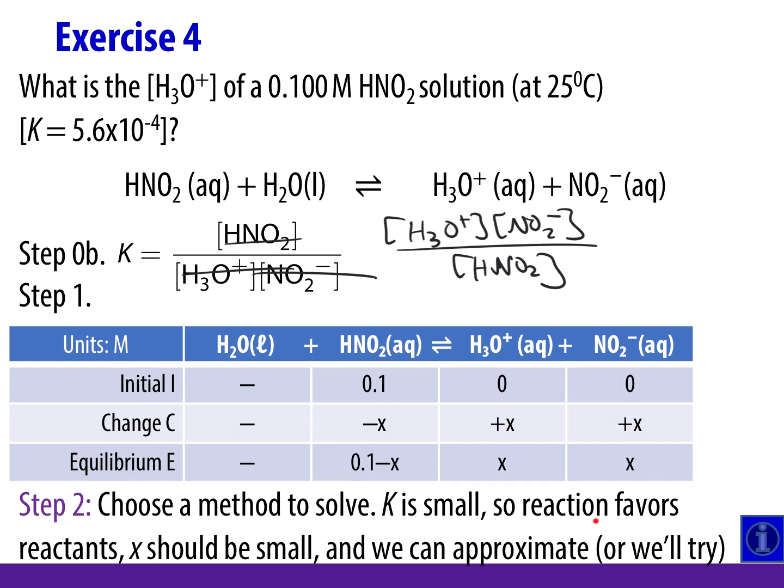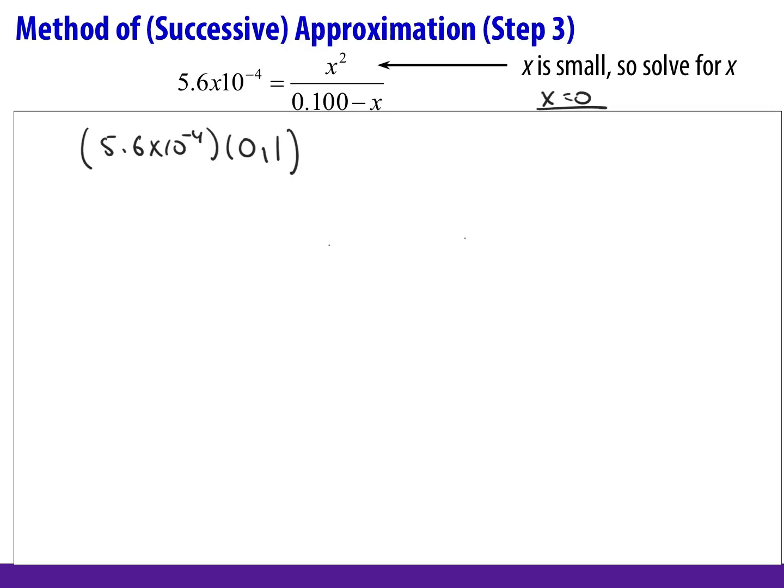In this case, we think that approximating should work well. K is pretty small, so we should try our approximation method. Okay, so in this case, our approximation method would say we expect X to be pretty small compared to 0.1, so we can get rid of that minus X term down there. Again, that's the approximation that we're making. We're basically saying X is close to 0. Then multiply both sides by 0.1 as usual, and we get this. 5.6 times 10 to the minus 4 times 0.1 is X squared. Take the square root of both sides, and we get X is equal to 0.00748 molar.